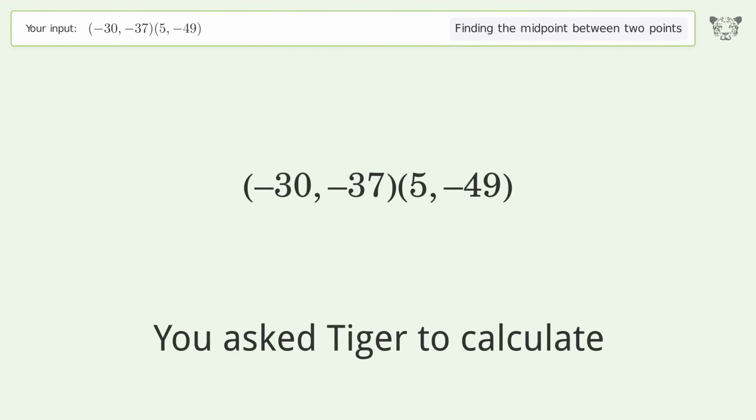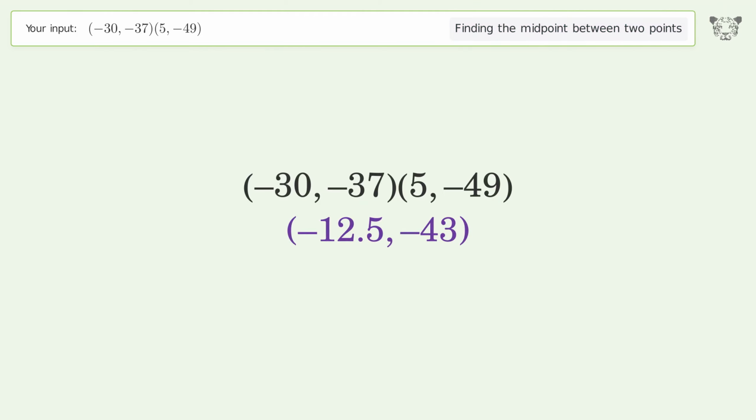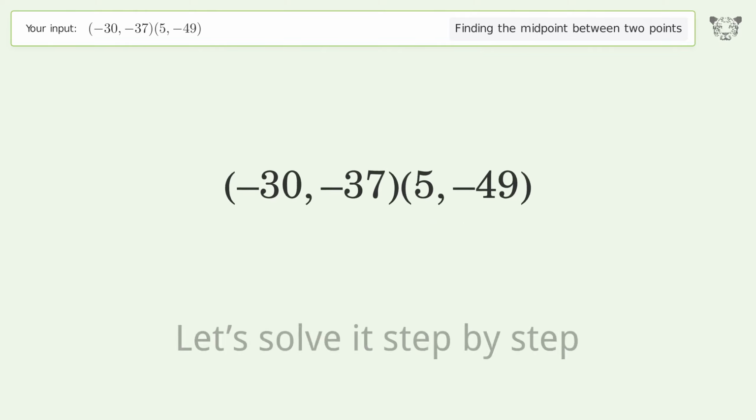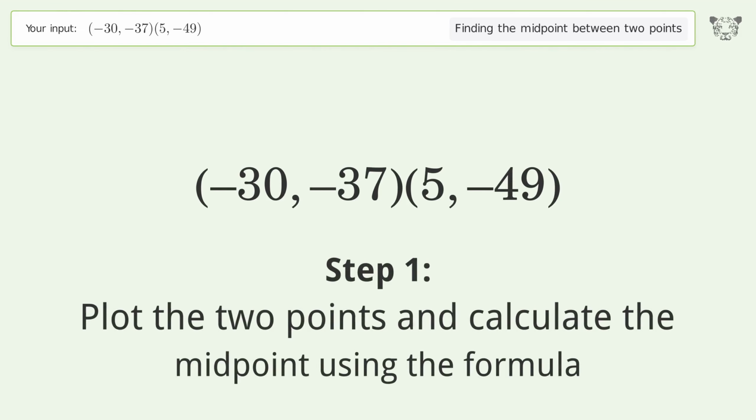You ask Tiger to calculate. This deals with finding the midpoint between 2 points. The midpoint between the 2 points is negative 12.5, negative 43. Let's solve it step by step. Plot the 2 points and calculate the midpoint using the formula.